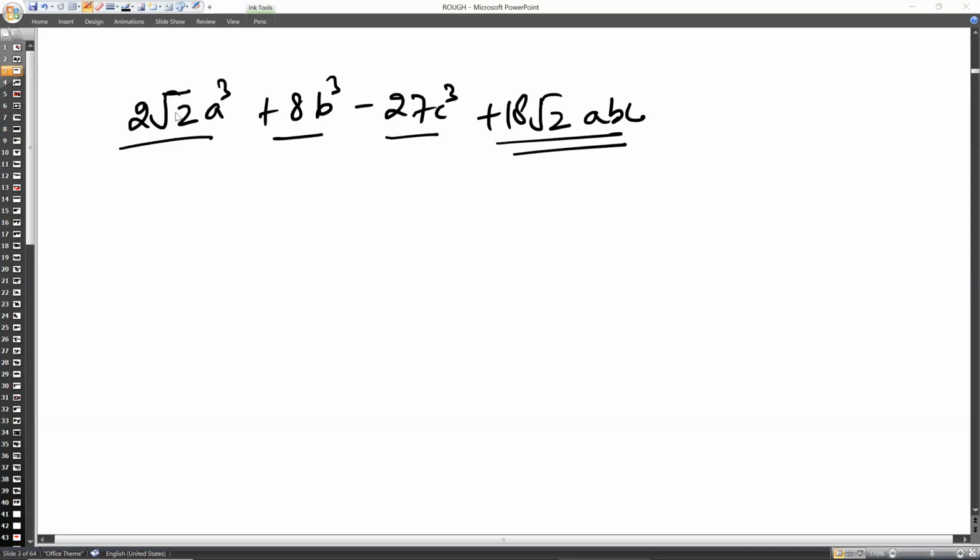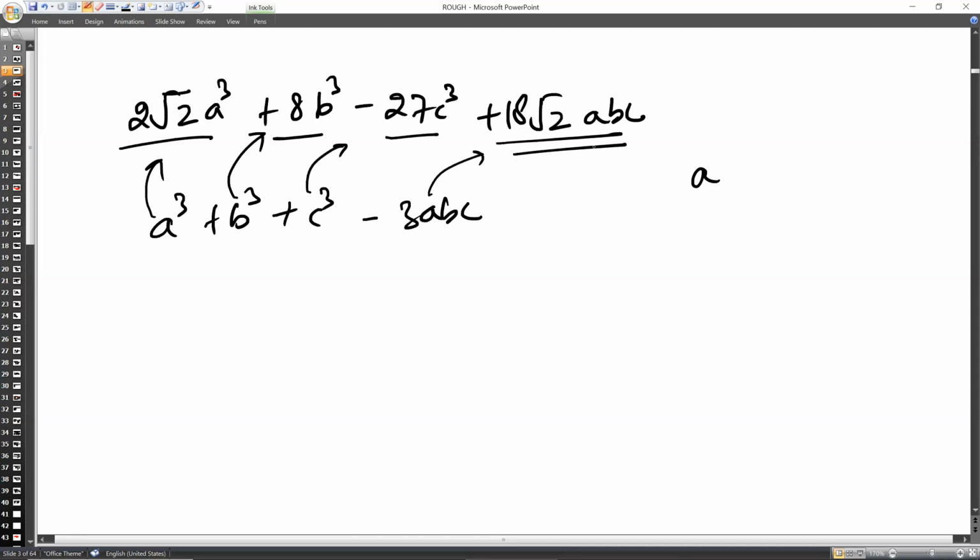We have root 2 root 2 a cube plus 8 b cube minus 27 c cube plus 18 root 2 abc. So how can you solve this one? This is very simple. You have to use this identity, a cube plus b cube plus c cube minus 3abc. Now you have to generalize this one with this one. Compare this one, then tell me what is the value of A, what is the value of B, and what is the value of C here in this question.